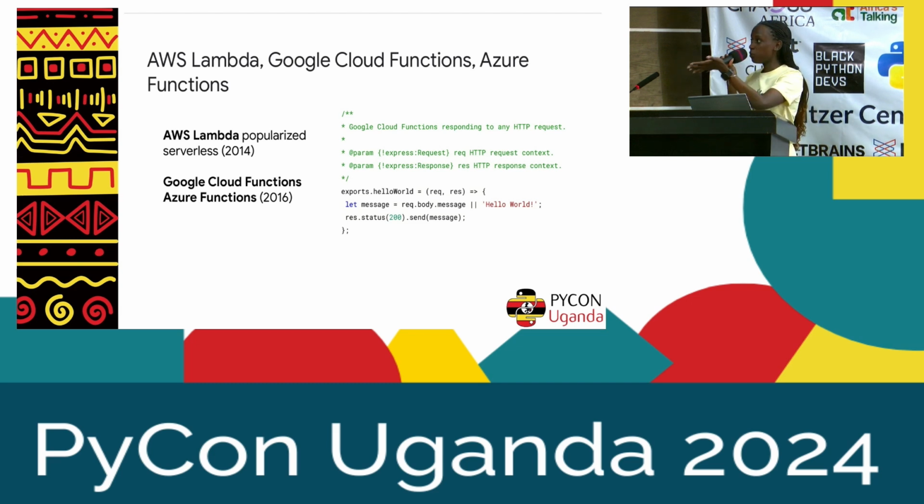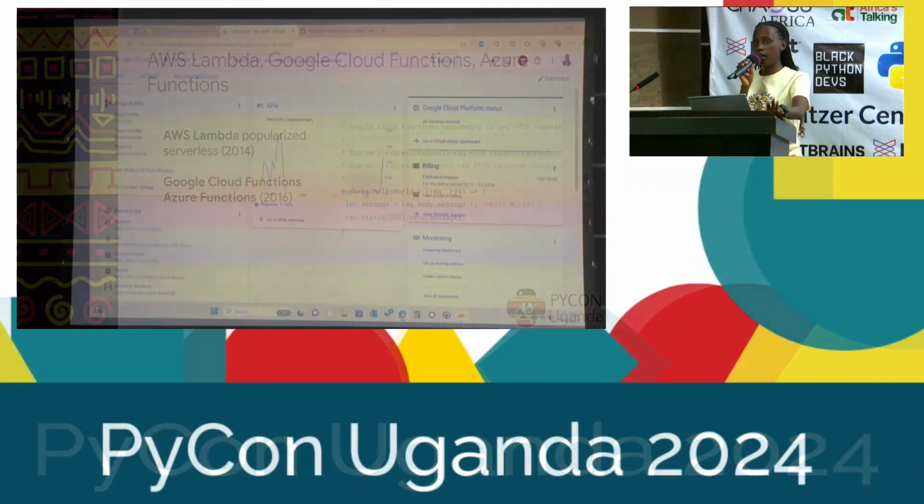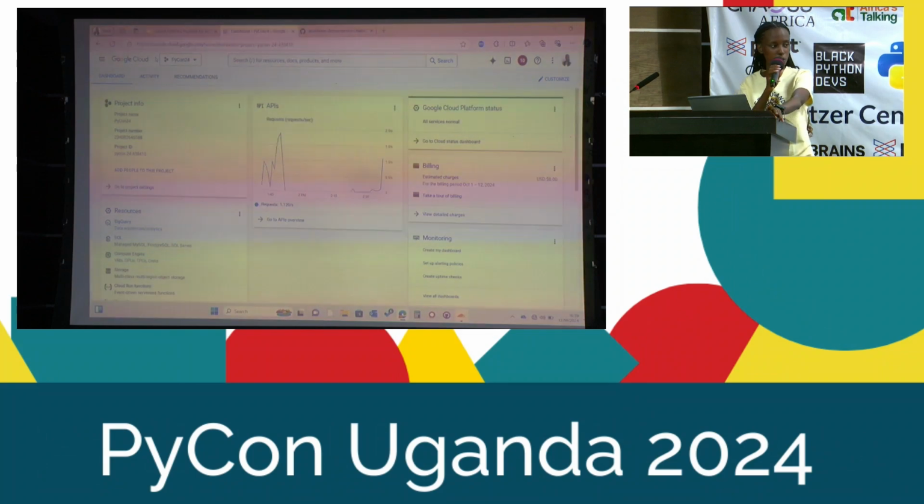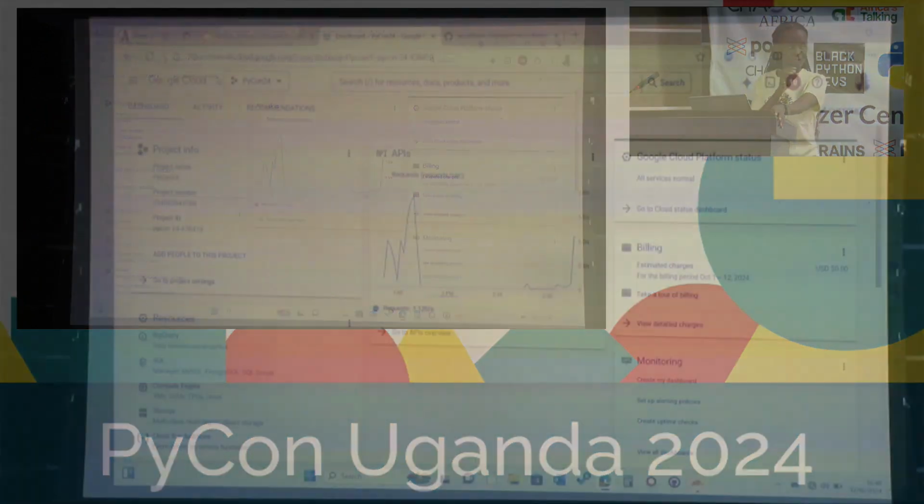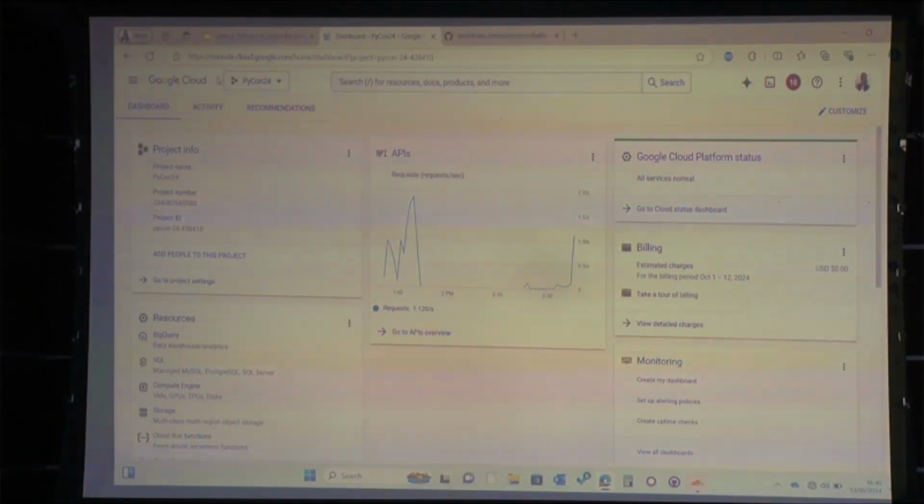Now, this is the dashboard. So just go to your console, console.cloud.google.com. You can log in with your details or your Google identity, and then we begin. So this just shows me the dashboard of my project.